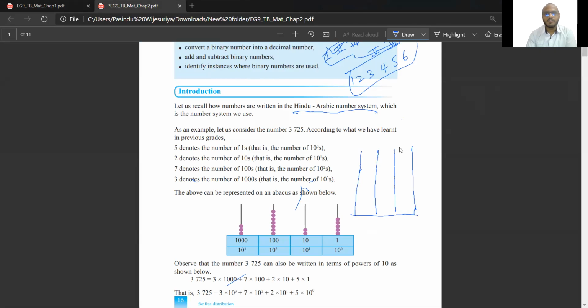Here they have used 3725. I'll be using a number like 4246. So this number 6 is going to be 10 to the power 0. These are things that you should know, and I will explain it a bit again.